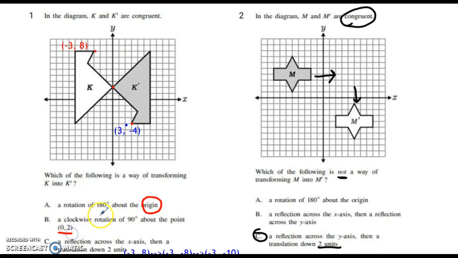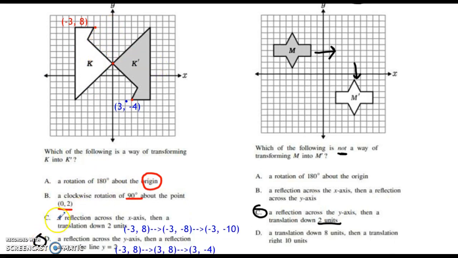0, 2 is the correct center of rotation here, but a clockwise rotation of 90 degrees isn't going to do it. 90 degrees is going to put it up here, not over here. For letter C, we took a look at it, but it looks like those transformations make it into -3, -10, so that's not going to do it either.